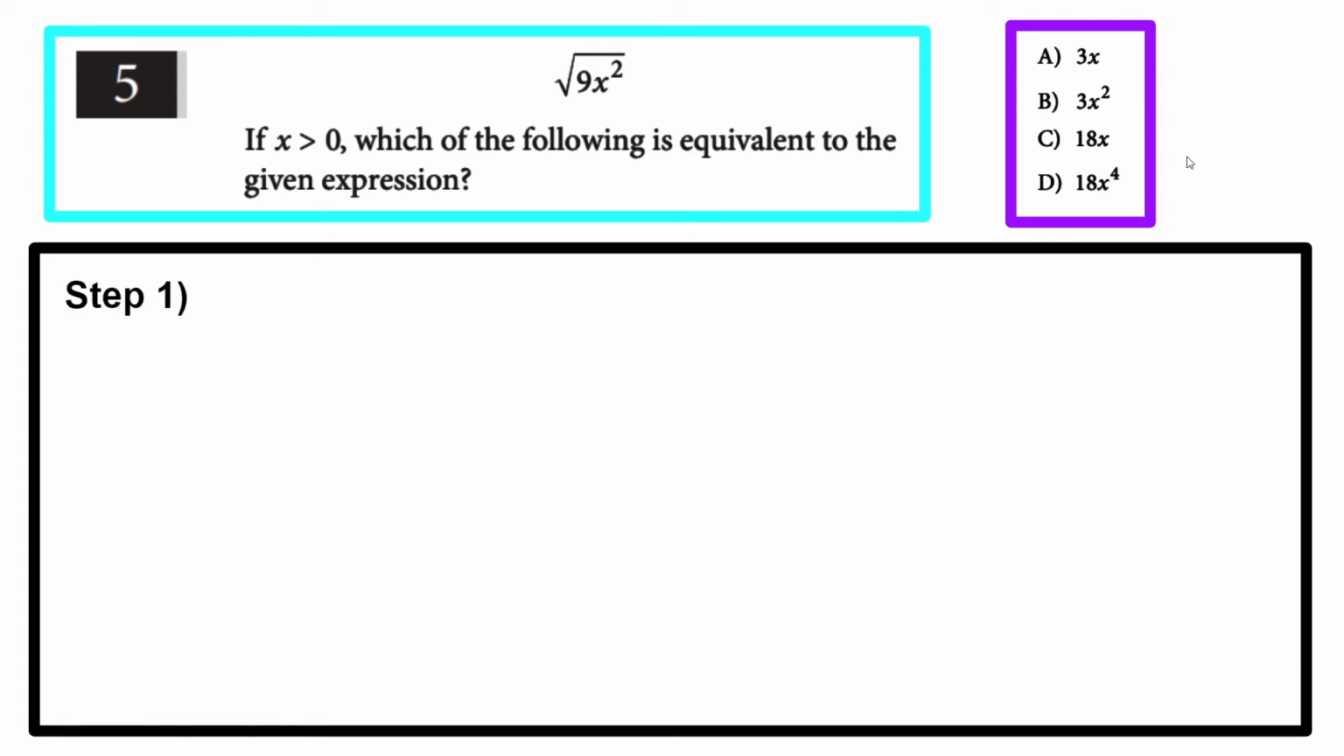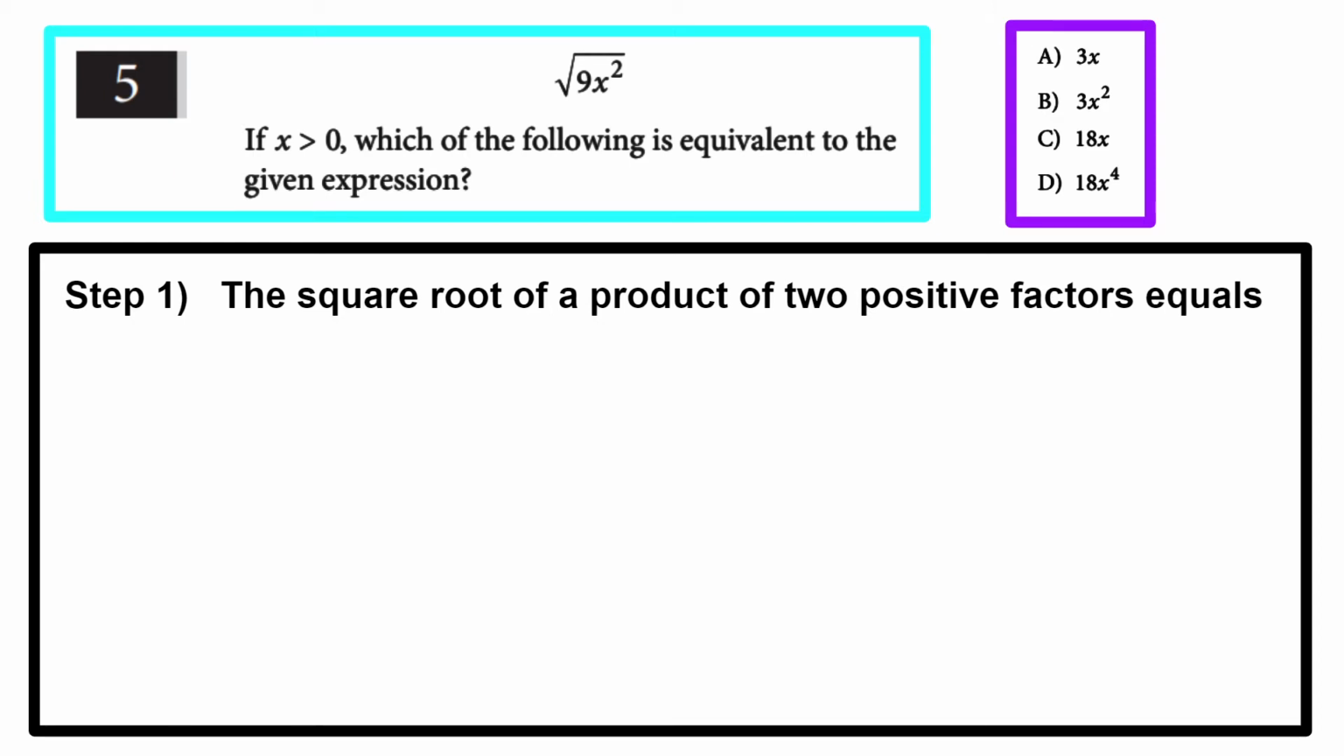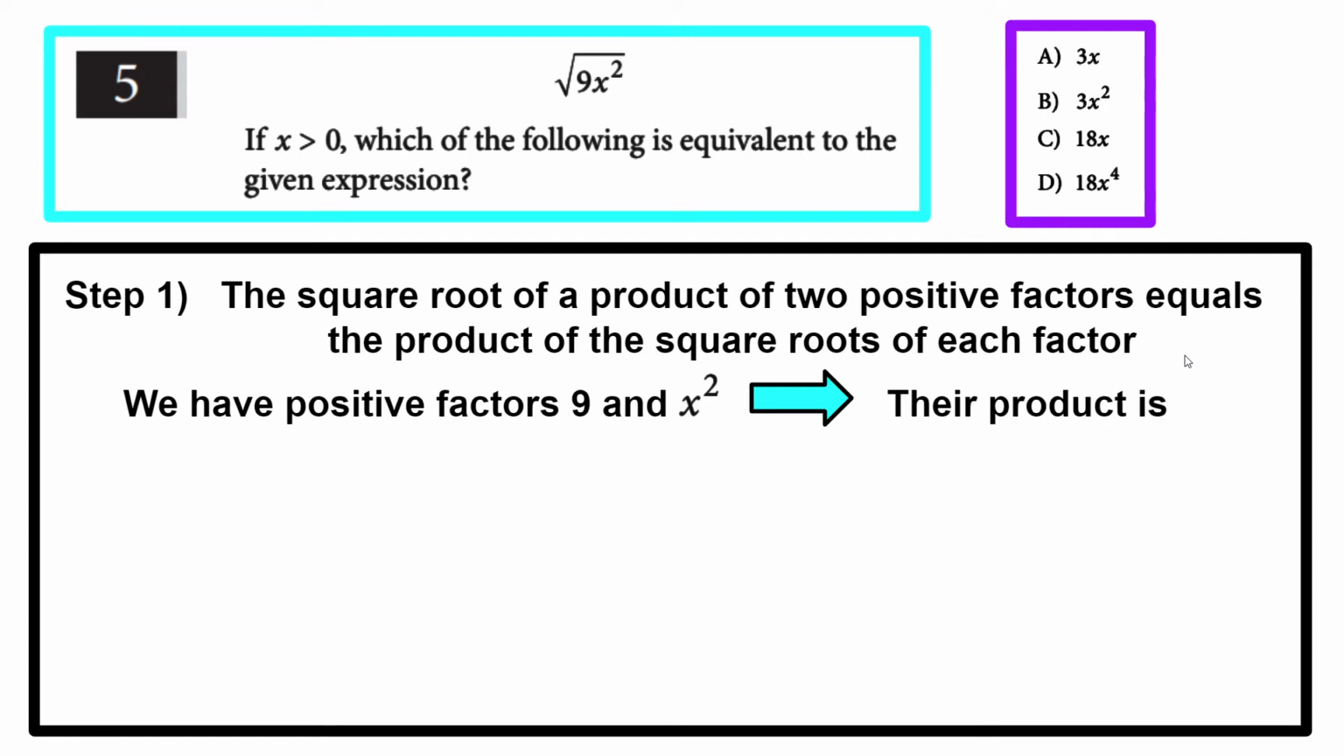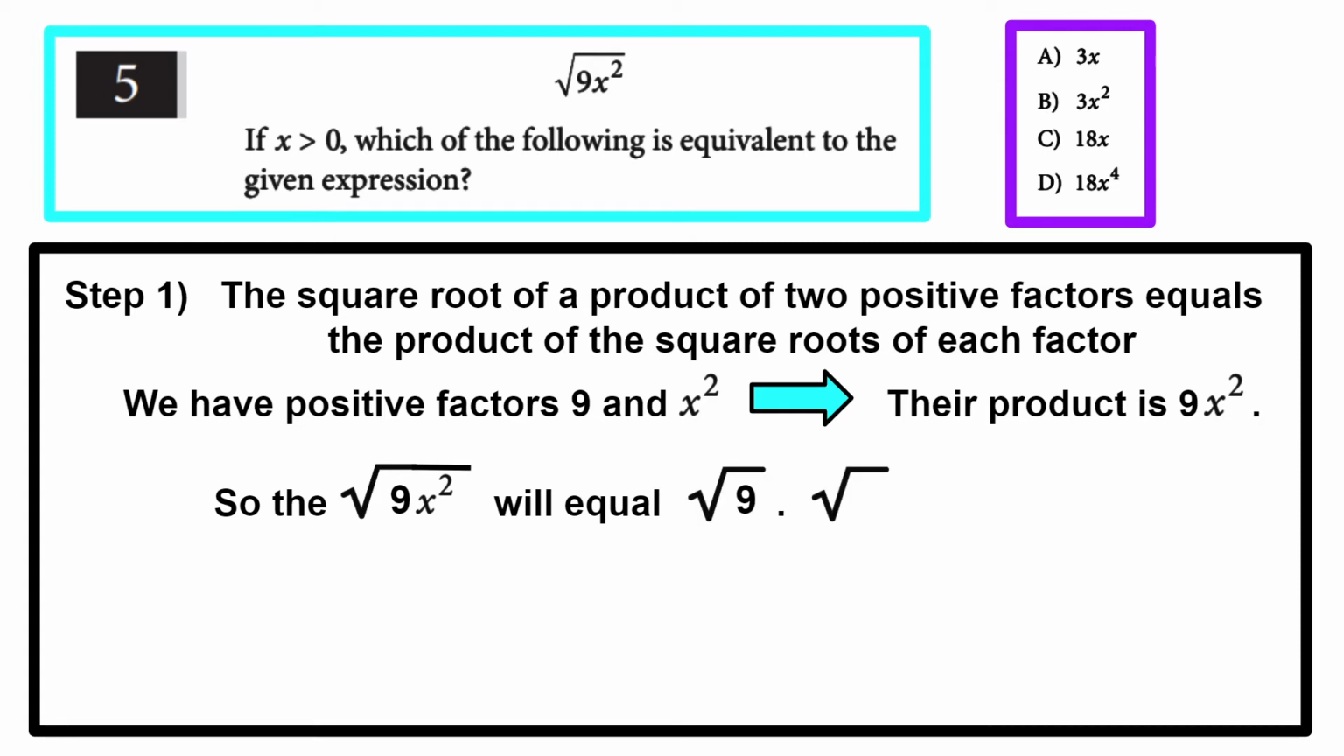Okay, so step one: the square root of a product of two positive factors equals the product of the square roots of each factor. And that's a fancy way of saying the square root of a times b is equal to the square root of a times the square root of b. We have positive factors, 9 and x squared in this case, and their product is 9 times x squared. So when we take the square root of 9x squared, it will equal the square root of 9 times the square root of x squared.